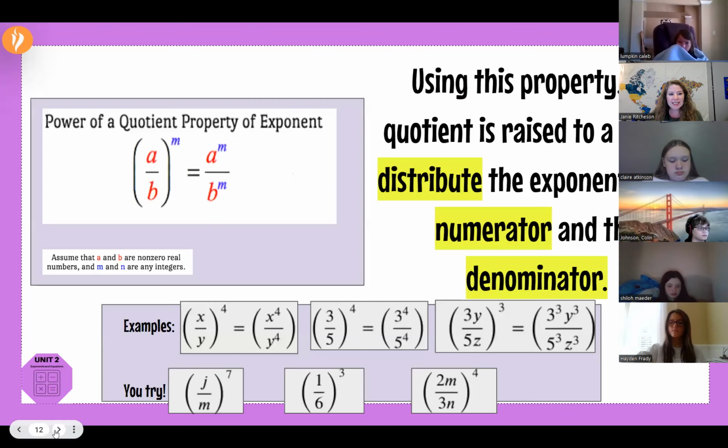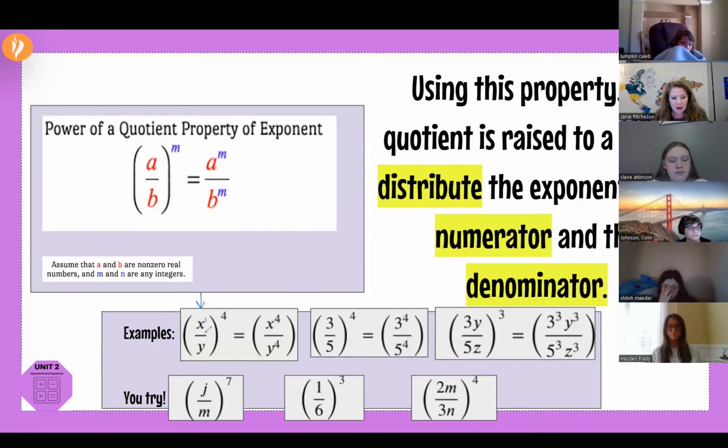Okay, so this is kind of in addition to the power to a power. It's just that if you have what looks like a fraction raised to a power, you have to distribute that exponent to every single thing inside the parentheses on the top and the bottom. Okay, so this still goes along with our last rule. So, for example, look at this one right here.